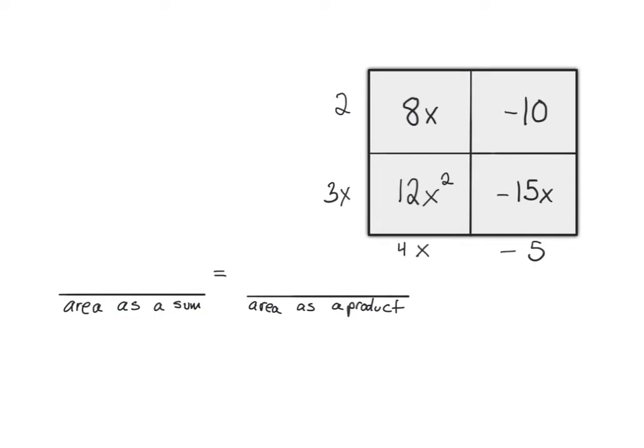When I look at my area model, I want to check for like terms. So I have 12x squared, but none of the other areas have an x squared. So I write 12x squared. Next, I look at 8x. Well, 8x and negative 15x are like terms because the x's both have an exponent of 1, right? There's just x. So when I combine that, I get negative 7x. Last, I have negative 10. There are no other constant terms in this area model. So I add that to my area as a sum. And we see the area as a sum is 12x squared minus 7x minus 10.